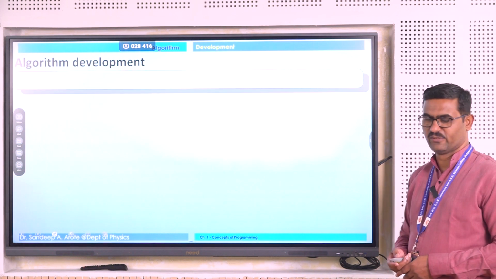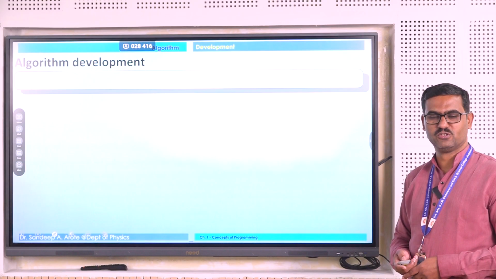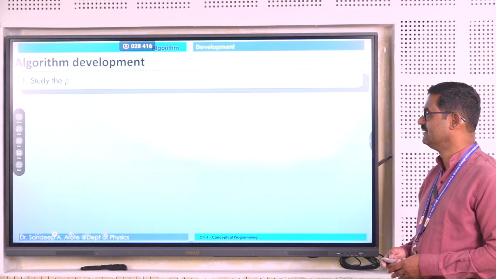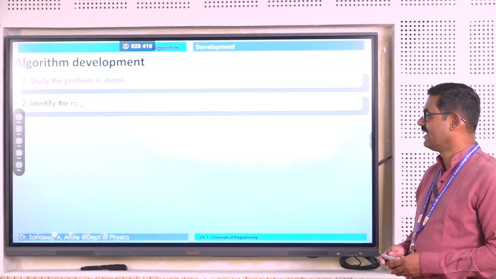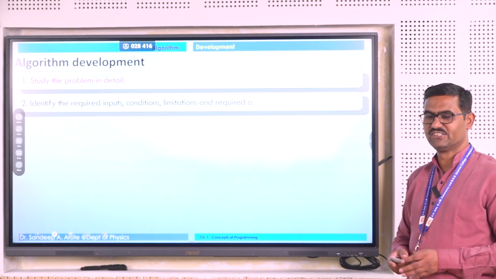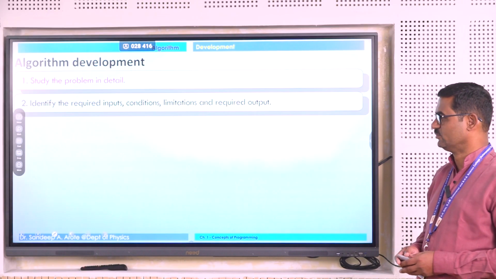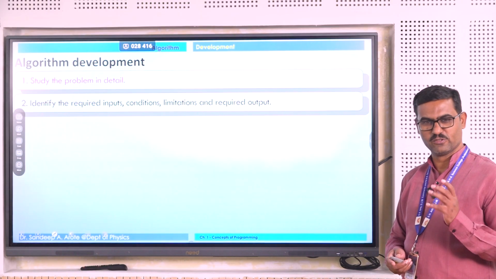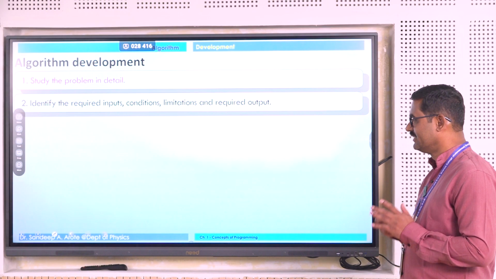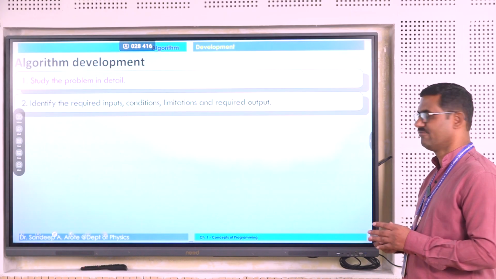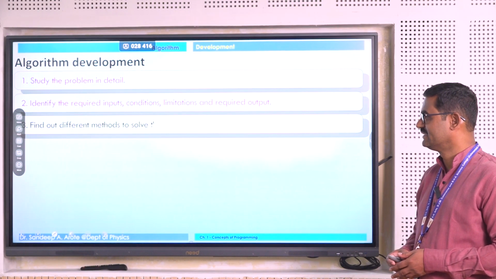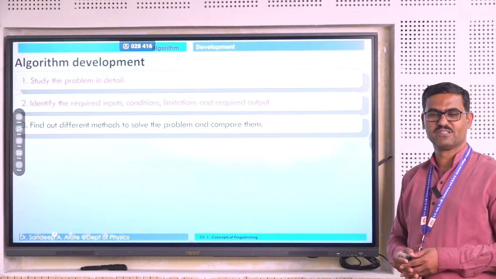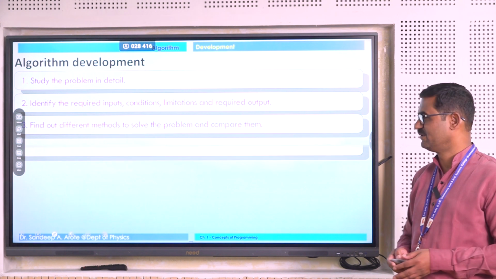Now how to develop an algorithm? To develop an algorithm, we should follow some steps. The first step is to study the problem in detail. Second is to identify the required inputs, conditions, limitations and required output. So what is the input for your problem? What are the conditions, limitations and what is the required output? You should understand this. The third and very important step is to find out different methods to solve the problem or to approach the solution of the problem.